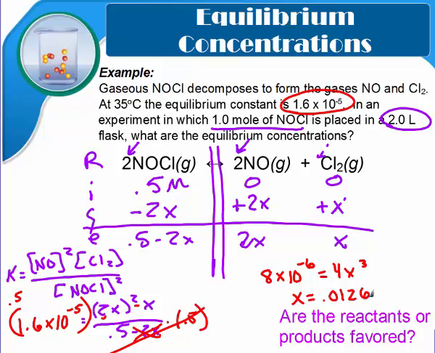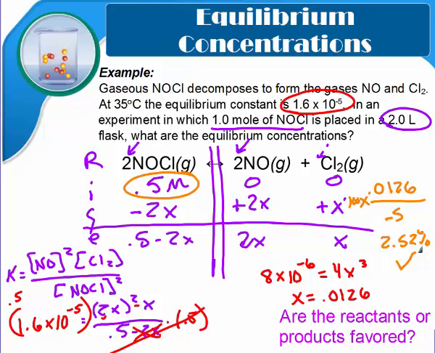Since we ignored the minus x, we have to go back and make sure that we could actually ignore that minus x by saying 0.0126, which is x, over my initial concentration times 100. That's a 2.52% dissociation, which means we were correct in our assumption of ignoring minus x.